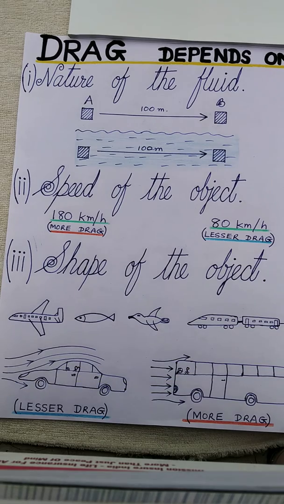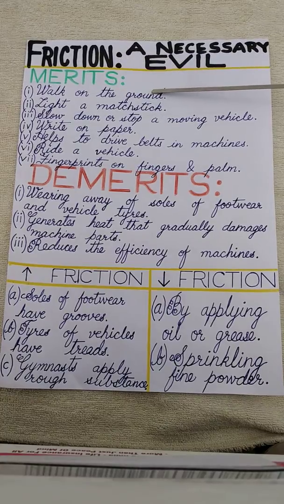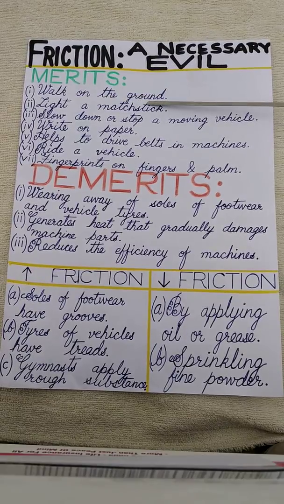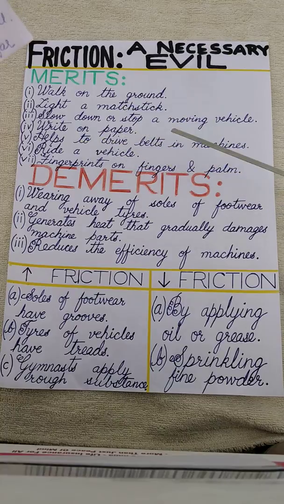Friction is a necessary evil. It has its own merits and demerits. First, let us look at the merits. We can walk on the ground because of friction. We can light a matchstick because of the friction between the matchstick and the side of the matchbox. We can slow down or stop a moving vehicle when we apply brakes, which is due to friction. We can write on paper or smartboard, of course, thanks to friction.